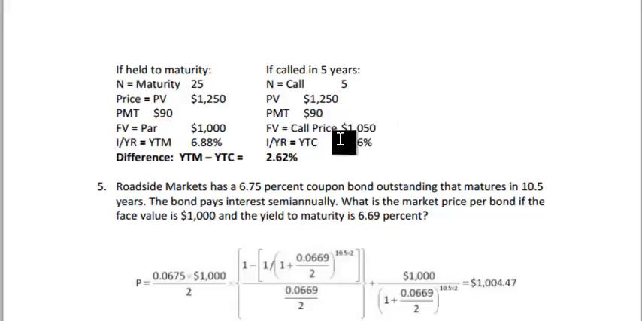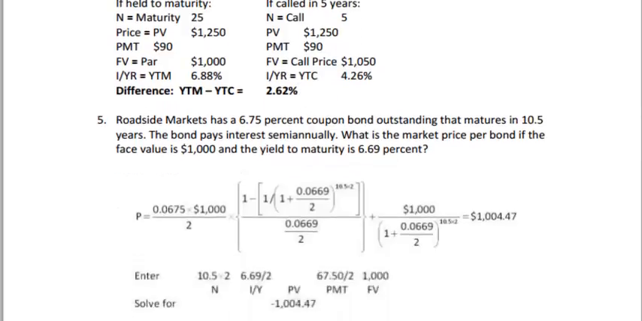Okay. Then the I per year is what we're calculating. When we do this calculation on the left, we get 6.88. On the right, it's 4.26, and then we take the difference, 2.62. This may show up later, or it shows up repeatedly. This is an interesting question. It requires you to calculate a yield to maturity and a yield to call and solve for the difference. So it's a good question to test whether you know both calculations.